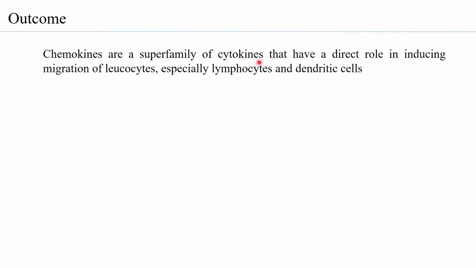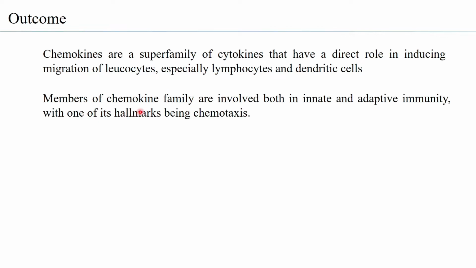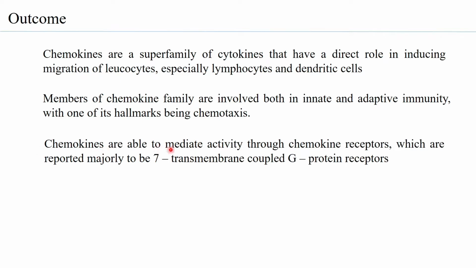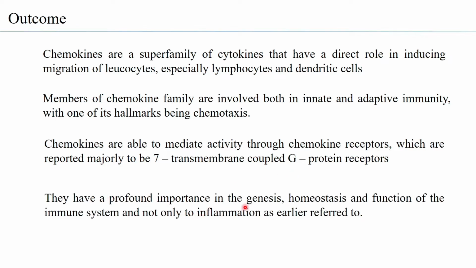Chemokines are a superfamily of cytokines that have a direct role in inducing migration of leukocytes, especially lymphocytes and dendritic cells. Members of the chemokine family are involved both in innate as well as adaptive immunity, with one of its hallmarks being chemotaxis. Chemokines mediate activity through chemokine receptors, which are majorly G protein coupled receptors. They have a profound importance in the genesis, homeostasis, and function of the immune system, and not just in inflammation, as it was earlier referred to.